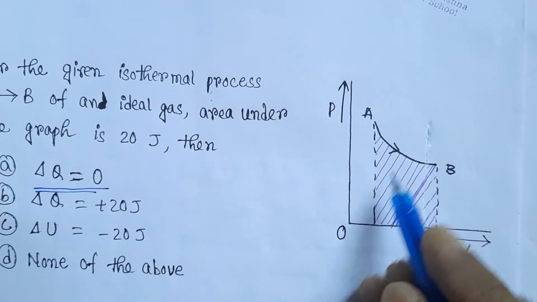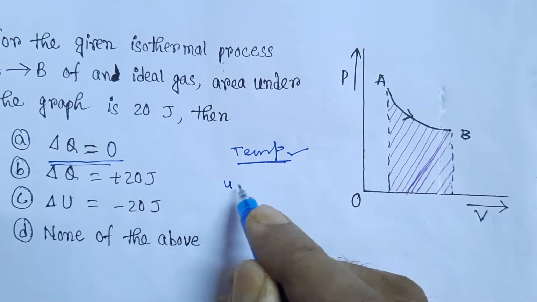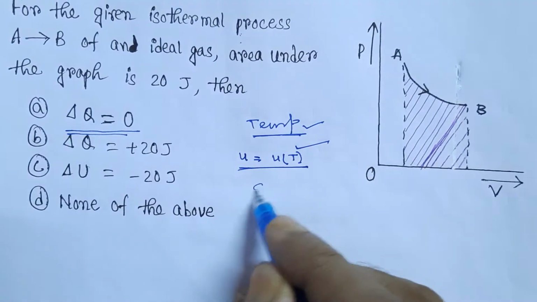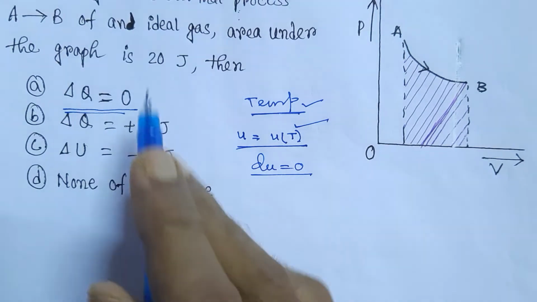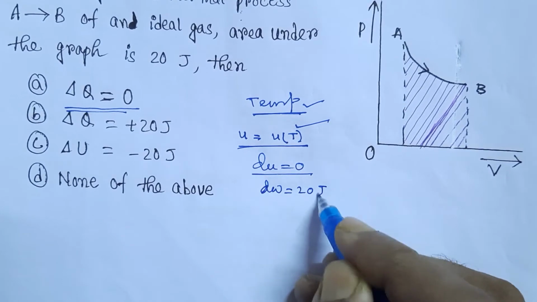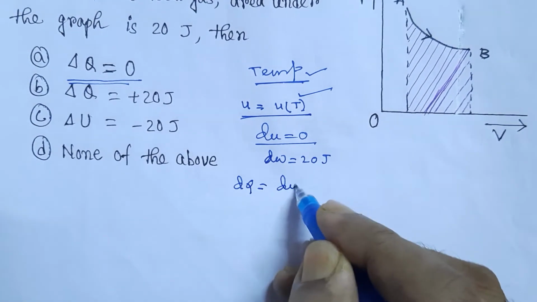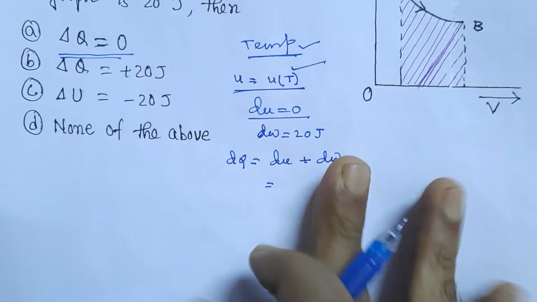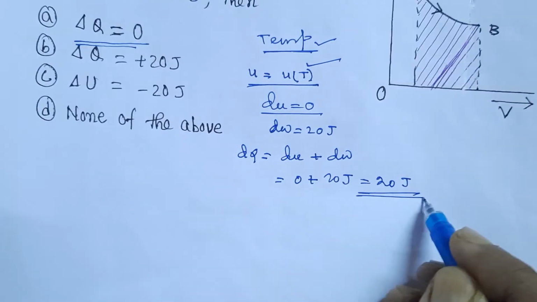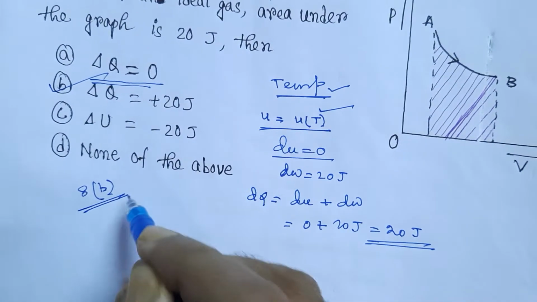In an isothermal process, the temperature remains constant, and as you know, temperature governs the internal energy of the gas. As the temperature remains constant, there is no change in internal energy of the system. But the area under the curve gives the work done, dW equals 20 joule. So from the first law of thermodynamics, dQ equals dU plus dW. So dQ equals 0 plus 20 joule, so dQ is 20 joule. So our answer is plus 20 joule, and 8B is the correct choice here.